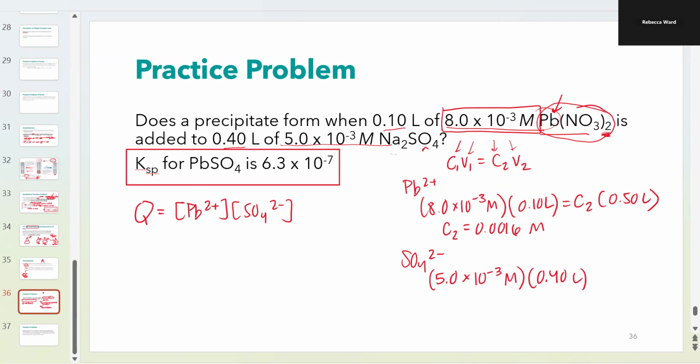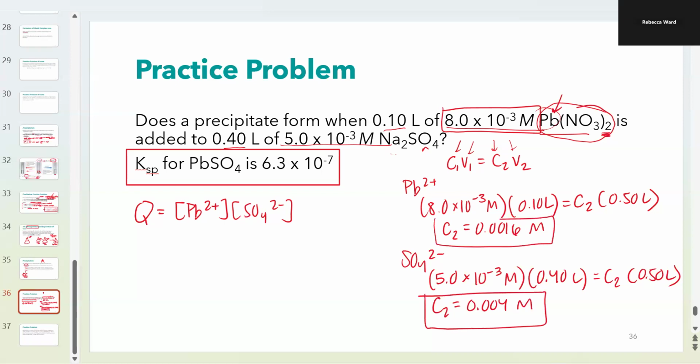Just going through the same concentration calculation here. So my sulfate concentration is 0.004 molar. So these are the values that I'm going to plug in to my Q. So Q equals 0.0016 times 0.004. That is equal to 6.4 times 10 to the negative 6.